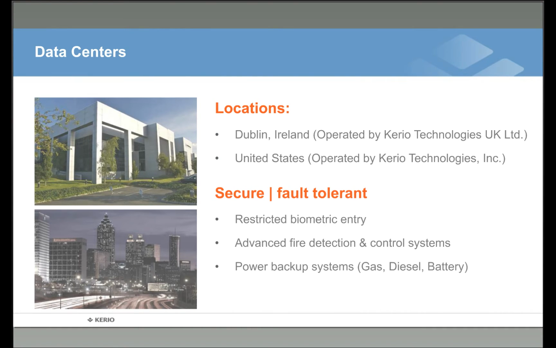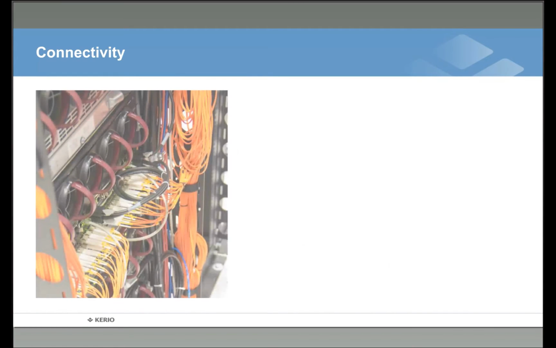Of course, both data centers are secure and fault tolerant, with restricted biometric entry, advanced fire detection and control systems, and power backup systems: gas, diesel, and battery. These are tier 3 data centers, and they are superb in every way. We're super happy to have these data centers and to be able to offer Kerio Cloud in such hybrid facilities.